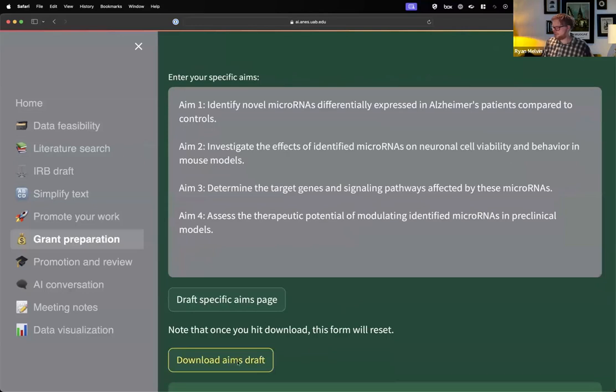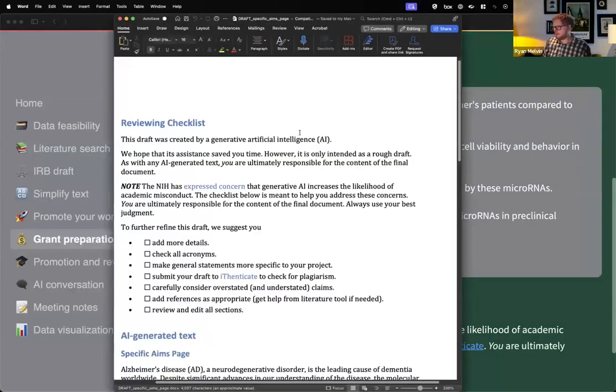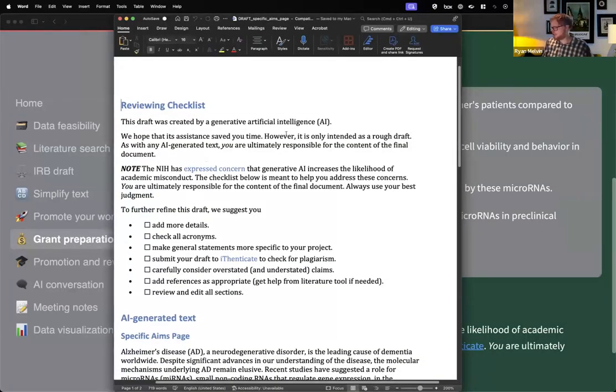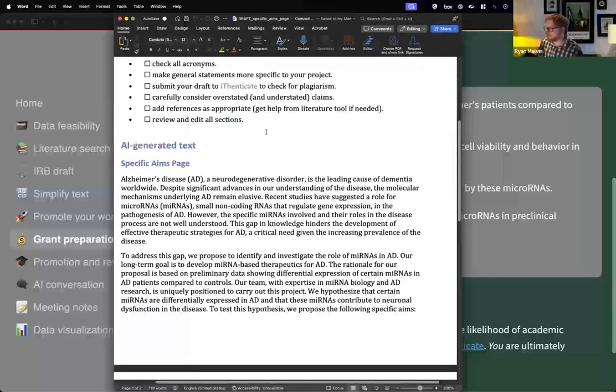So this one just finished. It drafted our specific aims page. I hit the download button. We again put, don't just submit this. The NIH says you're probably committing academic misconduct if you submit this without editing. We even provide a link to that note from them. We provide a link to Authenticate, so you can check this document for plagiarism.